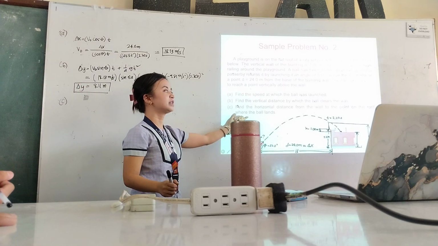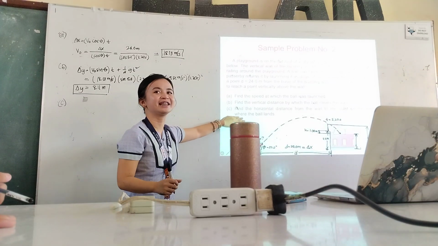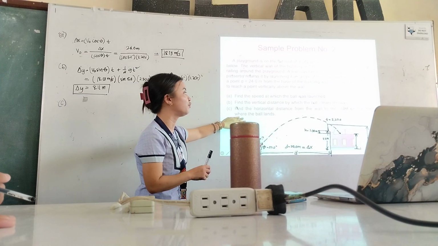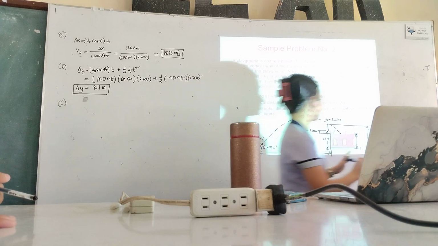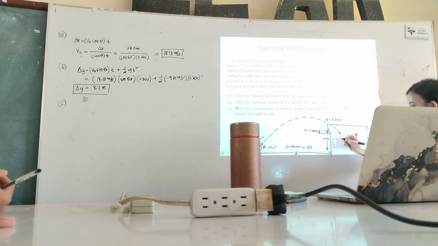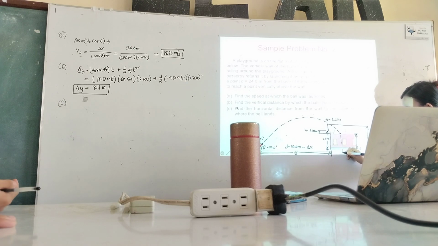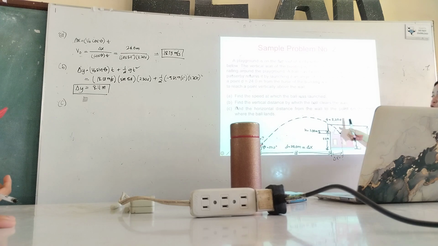Find the horizontal distance from the wall to the point on the roof where the ball lands. 18.13. Correct. Where did it land? Stop, 6 meters. Okay, okay. So, horizontal distance from the wall to the point on the roof where the ball lands.